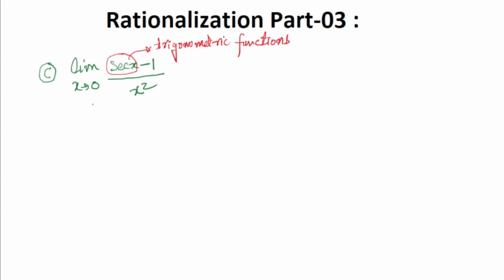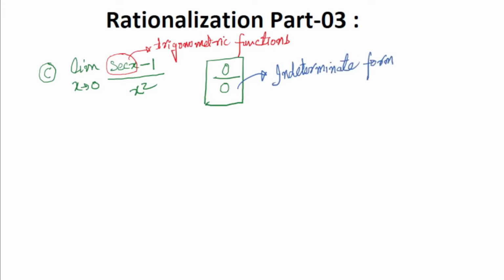So what we can do here, just put x equal to 0. So sec 0 is 1 and 1 minus 1 is equal to 0. So in the numerator we have 0, and let's see the denominator. If we put x equal to 0, 0 square is 0. So again we have 0 by 0 form here, and this is what we call an indeterminate form.